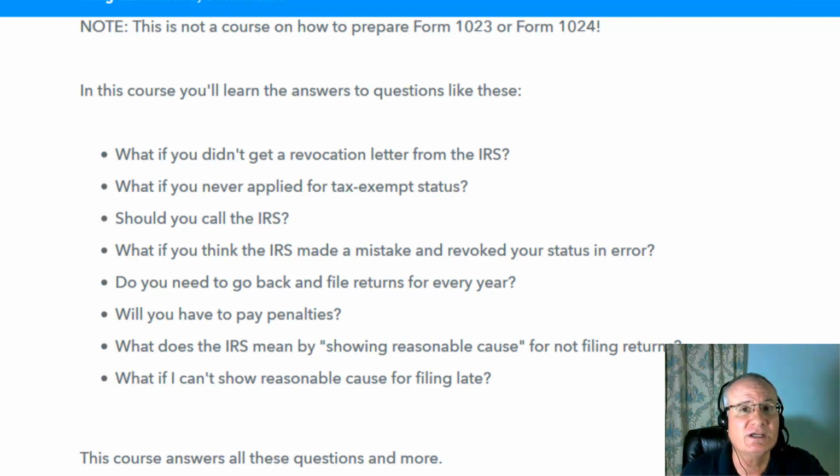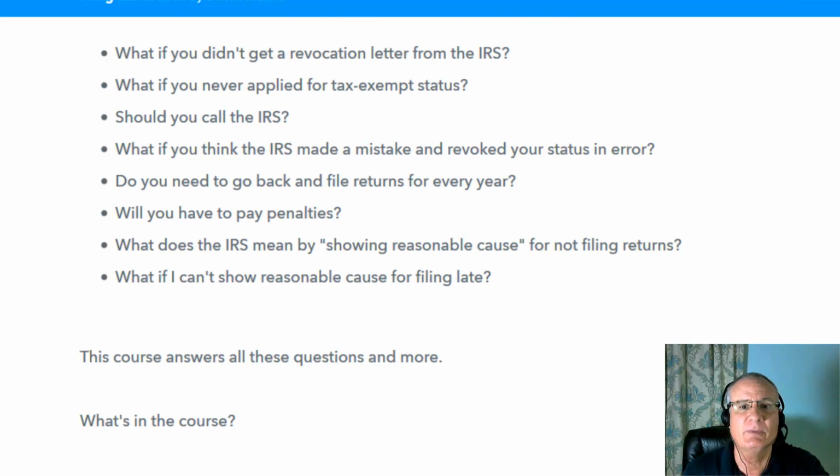So what kind of questions does it answer? What if you didn't get a revocation letter from the IRS? What if you never applied for tax-exempt status? Should you call the IRS? If you do, what should you say? What if you think the IRS made a mistake and revoked your status in error? Do you need to go back and file returns for every year? Are you going to have to pay penalties for all those delinquent years? What does the IRS mean by showing reasonable cause for not filing returns? Do you have reasonable cause? What if you can't show reasonable cause? What do you do then? This course answers those questions.